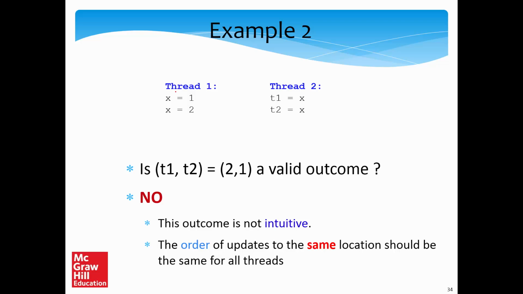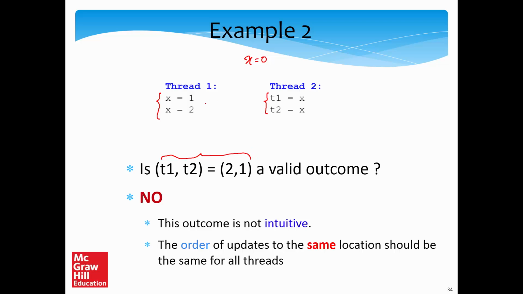So let us consider one more example. Let us consider thread 1 that writes to x consecutively, x equals 1 and x equals 2. And let's consider thread 2 that reads from x consecutively, t1 equals x and t2 equals x. And x, of course, is initialized to 0, and t1, t2 are local variables stored in registers. So the question that we ask is, is t1, t2 equal to 2, 1 a valid outcome?